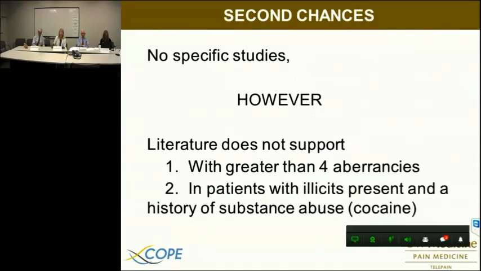There are no real studies, but the literature doesn't support ongoing opioids with greater than 4 aberrancies because we've seen it's those patients that come up with illicit substances. And in a VA group out of Philadelphia, they found, and this was in a clinic where all the patients with aberrancies went, that patients with illicit present and a history of substance abuse of cocaine were more likely to have ongoing aberrancies and weren't able to be brought into the fold, as it were. So cocaine's a bad actor, it appears.